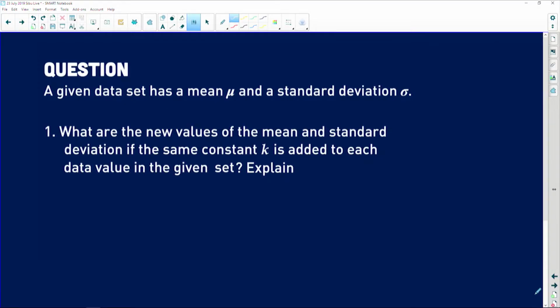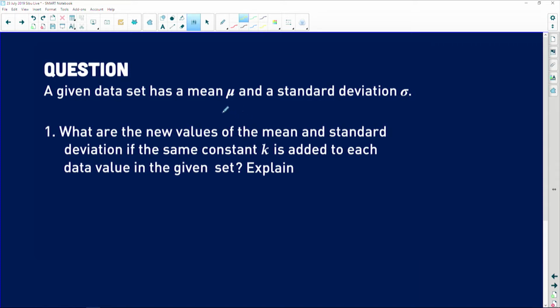Let's go and see what the story is with the words that she wrote for us, and then try to see how we can actually make sense of what exactly the mean is and what the standard deviation is. So you'll understand what the implications will be of either adding a value or multiplying by a value in those two measures. Right. So this question says to us here, a given data set has a mean mu.